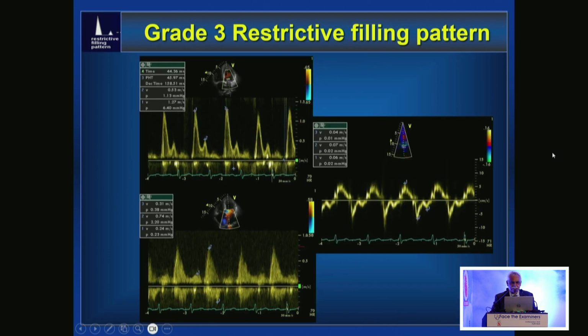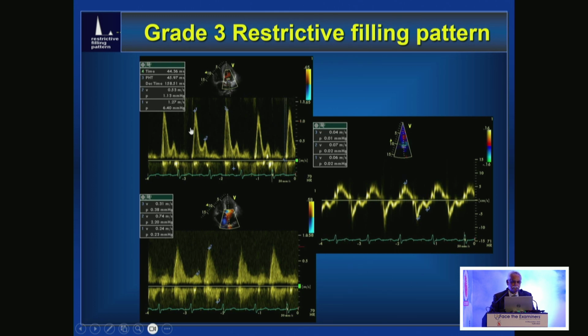The third one is the restrictive filling pattern, where the E wave is very tall and the A wave is very small. Again, the E of the septal tissue Doppler is reduced. The S wave in the pulmonary vein is very, very small, and the D wave is markedly increased. These are the three type patterns which are described.